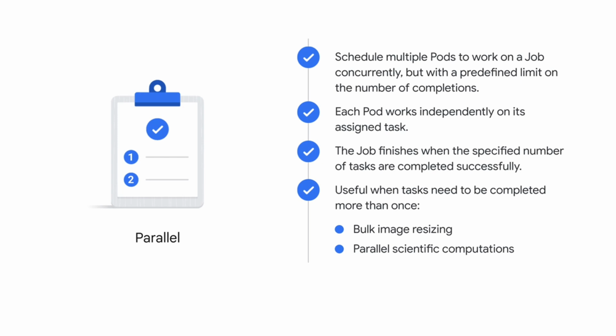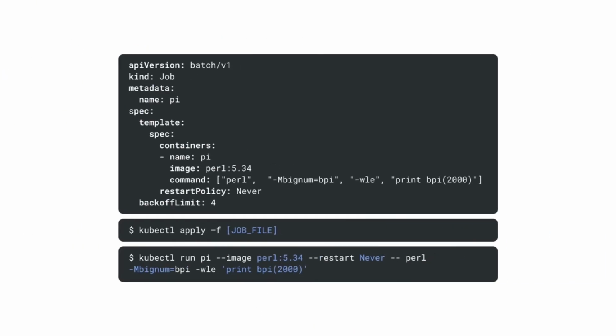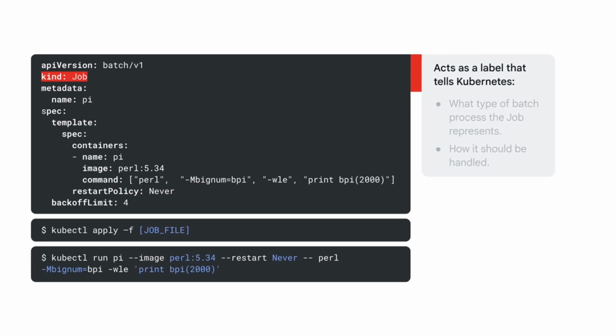Other types of parallel jobs exist, such as work queues and indexed completion jobs, but these are beyond the scope of this course. Let's explore another example, this time how a parallel job can be used to calculate pi to 2000 decimal places. In a manifest file, the specific type of a job object is identified through the value of its kind property. This property acts as a label that tells the Kubernetes system what type of batch process the job represents and how it should be handled.